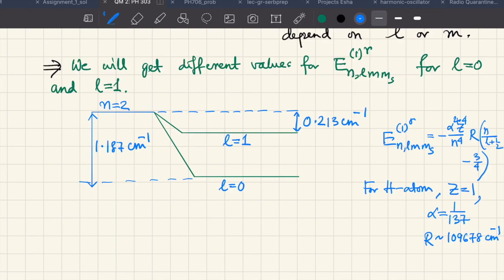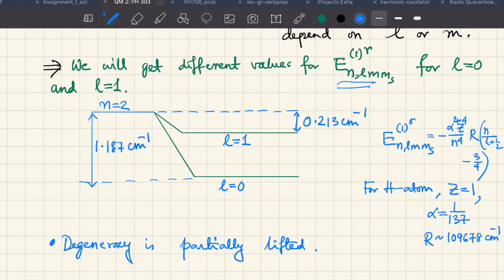So we now see that this has split the levels of n is equal to 2 depending on the value of L. But it does not remove the degeneracy fully. Rather, the degeneracy is partially lifted. It is clear because there are 3 quantum numbers, but our correction E, n, l, m, ms, it only depends on n and l. It does not depend on m.